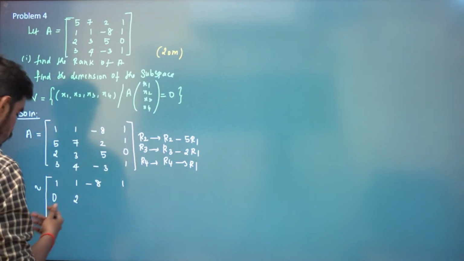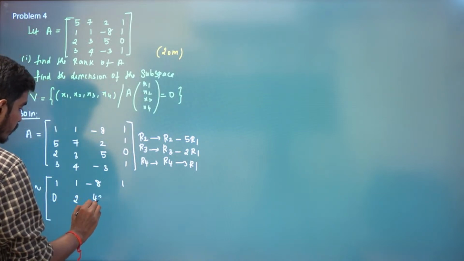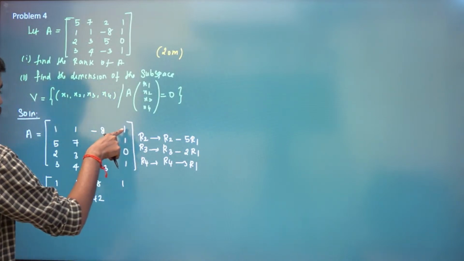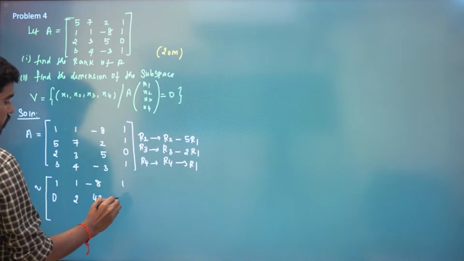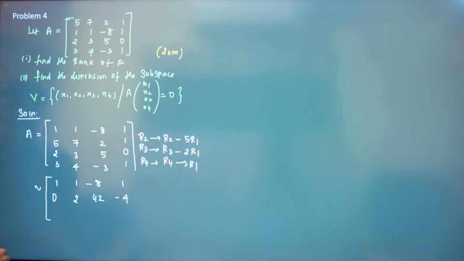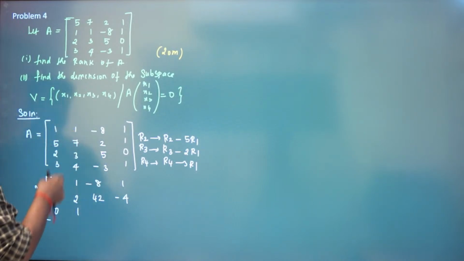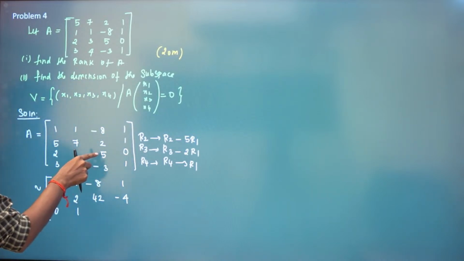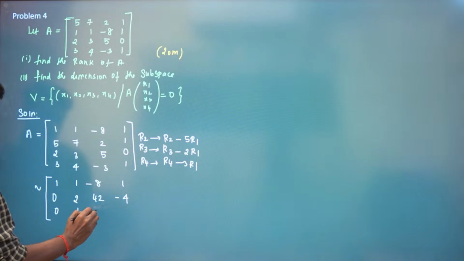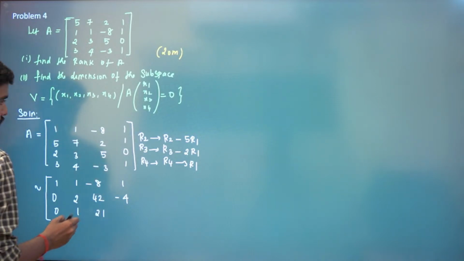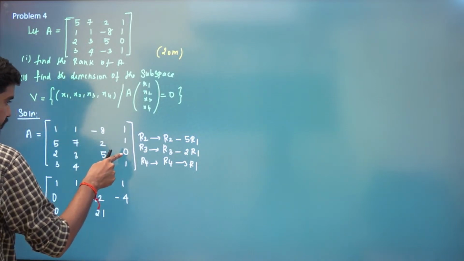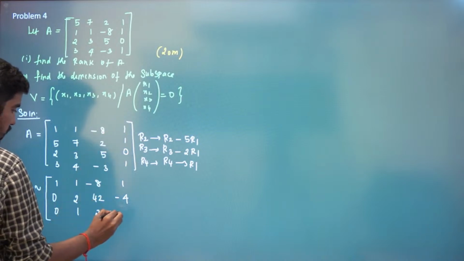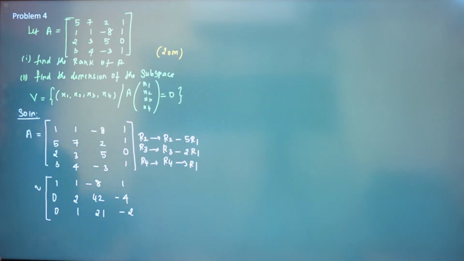So it will be 2 plus 40, so it will be 42. You multiply by 5 and then you subtract, so 1 minus 5 is minus 4. You multiply by 2 and then you subtract. 3 minus 2 is 1. You multiply by 2, it will be minus 16. 5 plus 16 will be 21. Then R3 minus 2 times R1, so it will be minus 2.